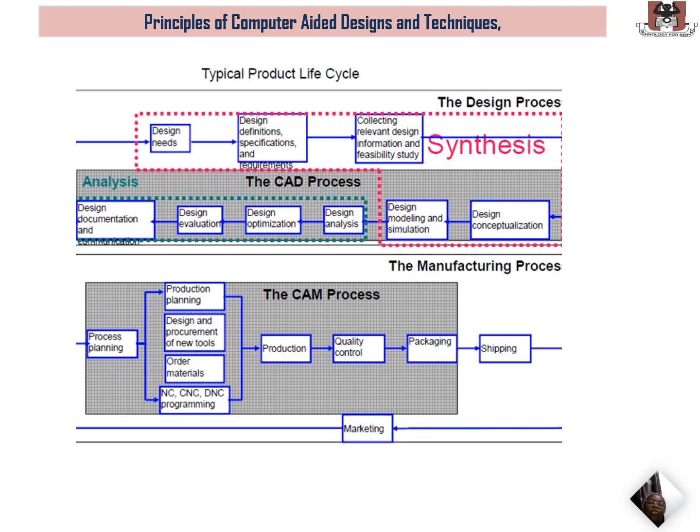So the manufacturing process now starts from when you process your plan. Under that, you have production planning, design and procurement of new tools and other materials. Then you use your NC, CNC, DNC programming to do your production. So that is the CAM process, the computer aided manufacturing process. You now use the software to do your production, the quality control, the packaging, the shipping, and all these are what you use after the product is produced. Then you market.